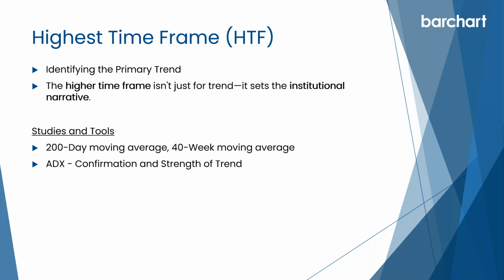ADX. So ADX, the average directional index, is a tool we can use for confirmation and strength of trend. And I'm going to go through a really good example with you in a little bit. MACD is moving average convergence divergence. We're going to use this for trend momentum.